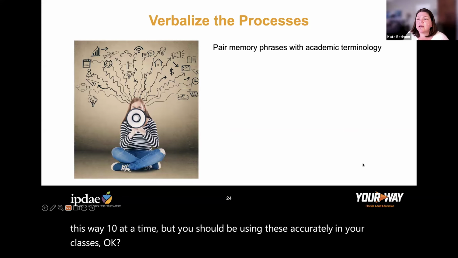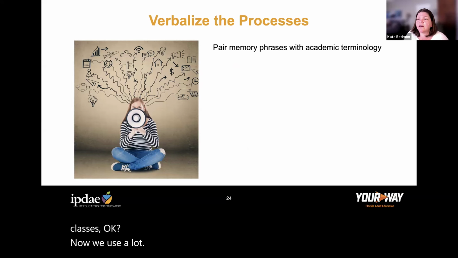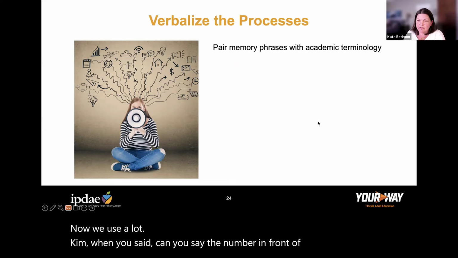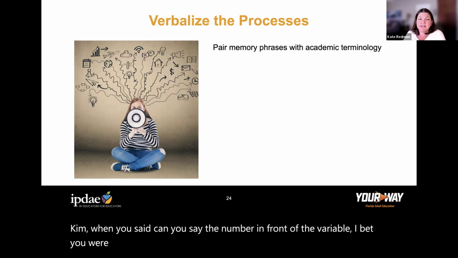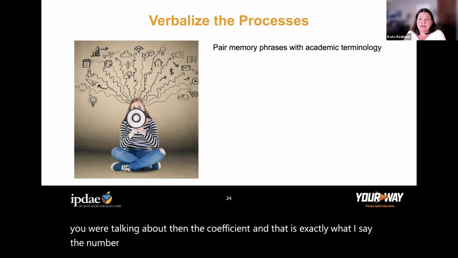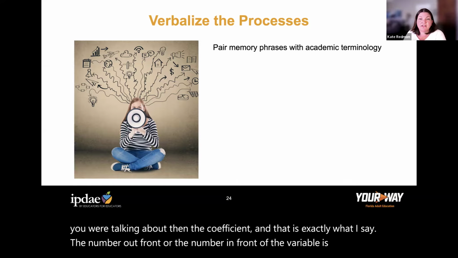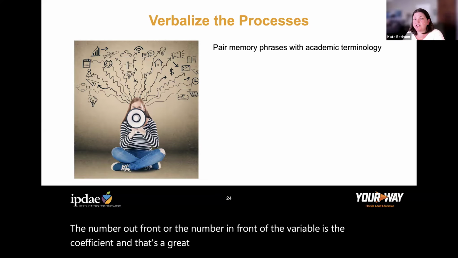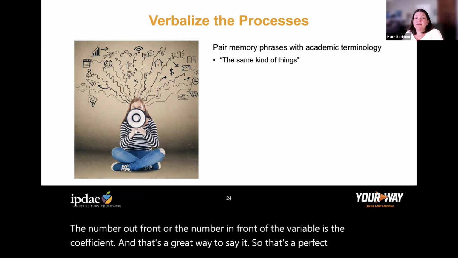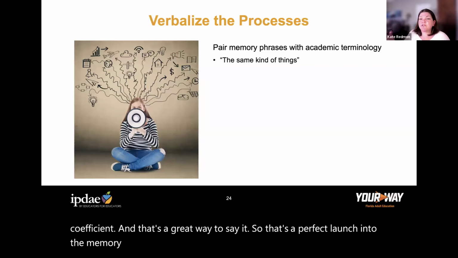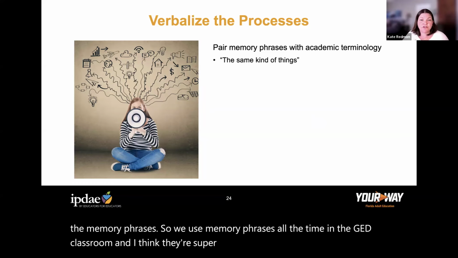Now, we use a lot. Kim, when you asked, can you say the number in front of the variable? I bet you were talking about the coefficient, and that is exactly what I say. The number out front, or the number in front of the variable, is the coefficient, and that's a great way to say it. So that's a perfect launch into the memory phrases. We use memory phrases all the time in the GED classroom, and I think they're super helpful. I want you to be using them.